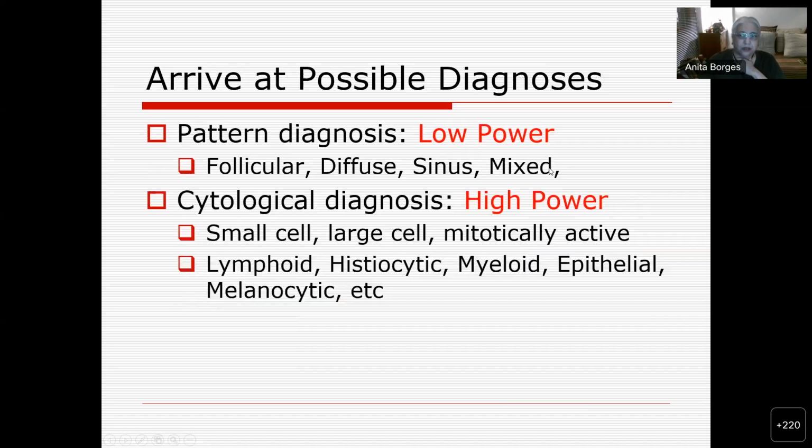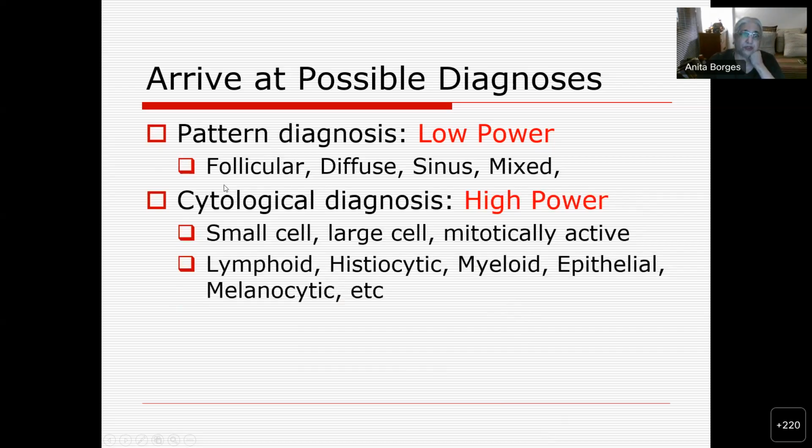Okay, now I spent quite a lot of time on this. What's the next thing that you do? Evaluate. We've finished evaluating, or how should we evaluate? Now we arrive at possible diagnoses. So how do we arrive at possible diagnoses? The first thing we do is a low power examination. So that gives you a pattern diagnosis.